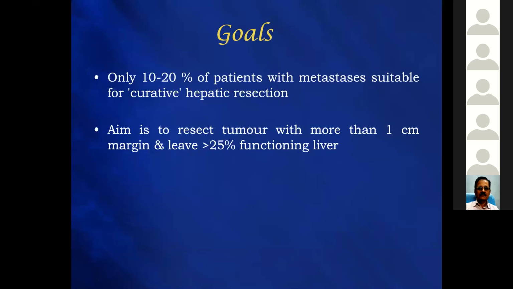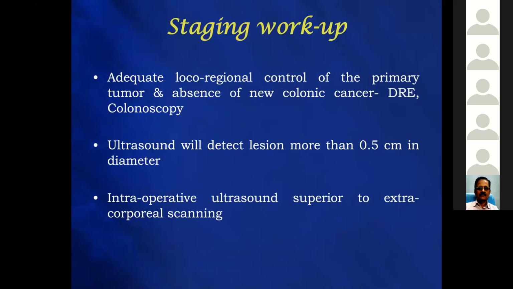So ultimately the goal is, as we know, that 10 to 20% of the patients with metastasis are suitable for curative liver resection. The aim is to resect as much tumor as possible with more than 1 centimeter margin and leave at least 25% of functioning liver. For a functioning normal liver, 25%. For a cirrhotic liver, 30 to 35% liver has to be left behind.